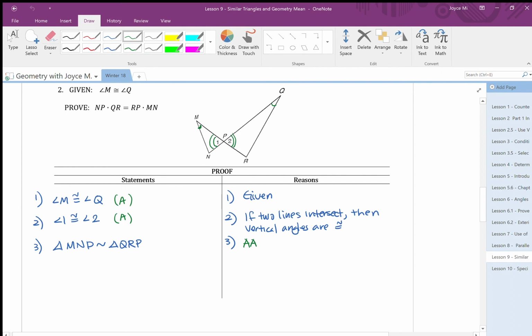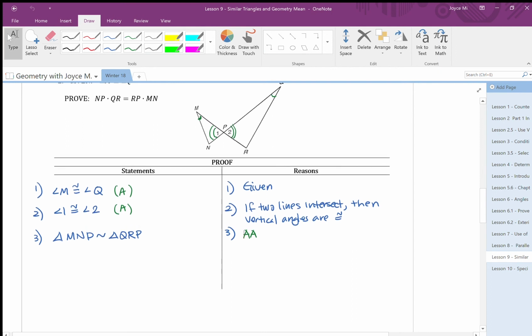Now, let's locate what I wanted. In my statement here, notice I want NP. Well, NP is the last two letters in the first triangle. So to write a proportional statement, let me just write NP first. NP corresponds to the last two letters in my similar statement, RP. So I write RP. This is the most common mistake here. I need to write corresponding sides. We say if two triangles are similar, corresponding sides are proportional. So it has to be corresponding sides, right? So NP corresponds to RP.